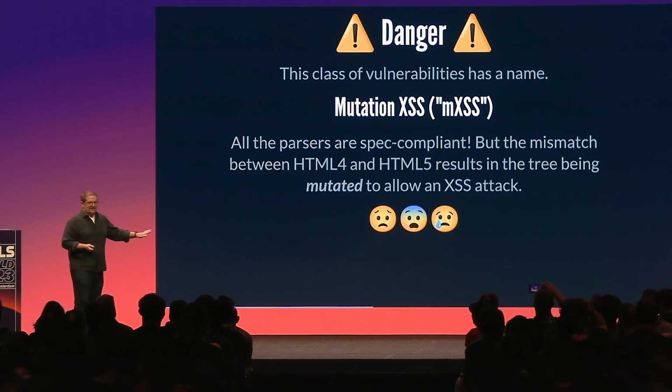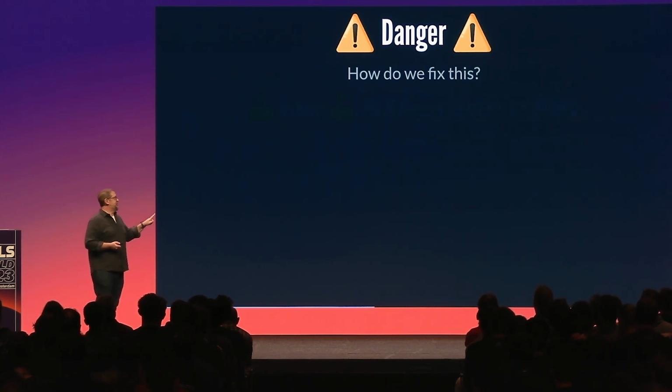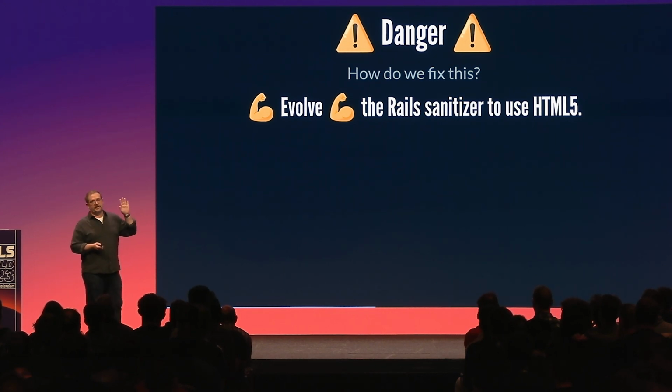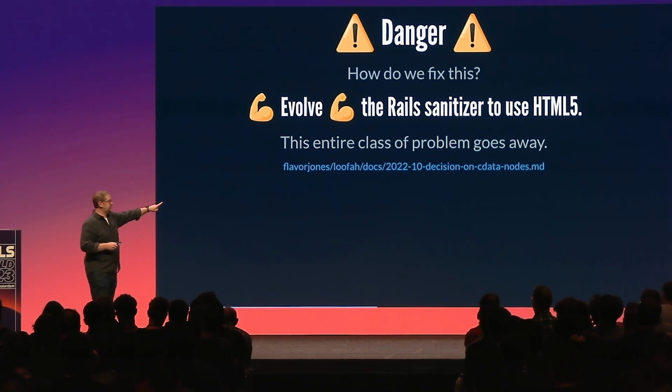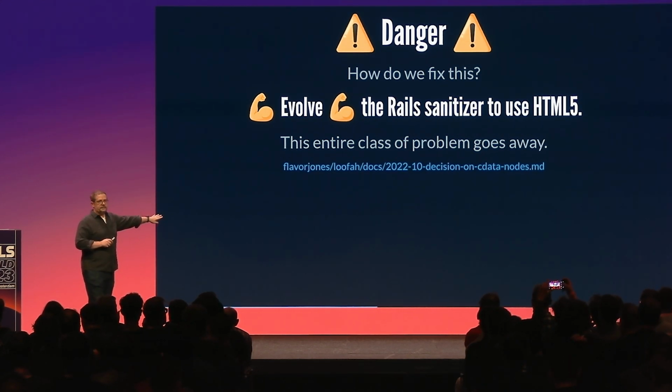I have all kinds of feelings about this, but the real solution long-term is to get the whole Rails stack to also use HTML5. So we have HTML5 parsers on both the client and the server, and this whole class of problem goes away. If you want to know a lot more detail, there is a decision document I wrote on the Loofah project that was the basis for this talk. You can read a lot more there.